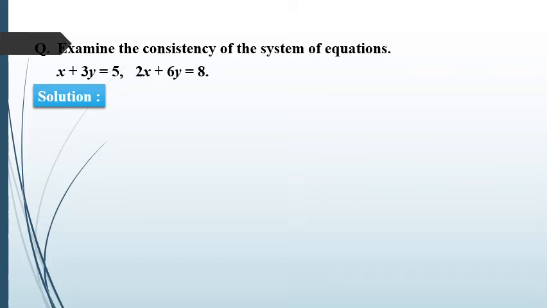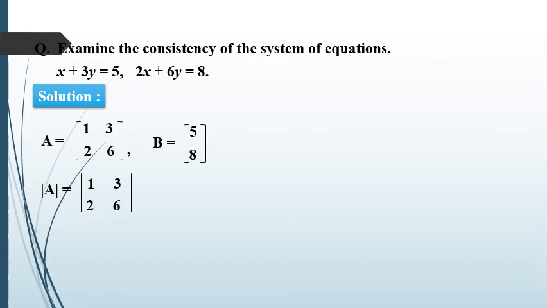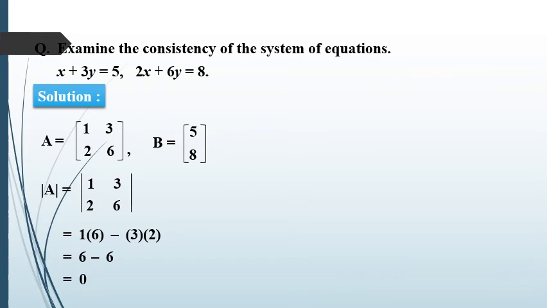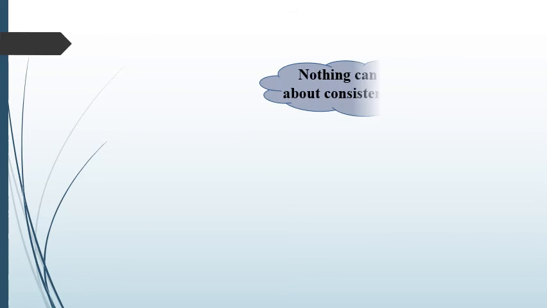Consider the equations x plus 3y equal to 5, 2x plus 6y is equal to 8. The matrix A is 1, 3, 2, 6 and the matrix B is 5, 8. Determinant of matrix A is 6 minus 6, which is equal to 0. So determinant of A is equal to 0. Next we need to calculate the adjoint of matrix A.